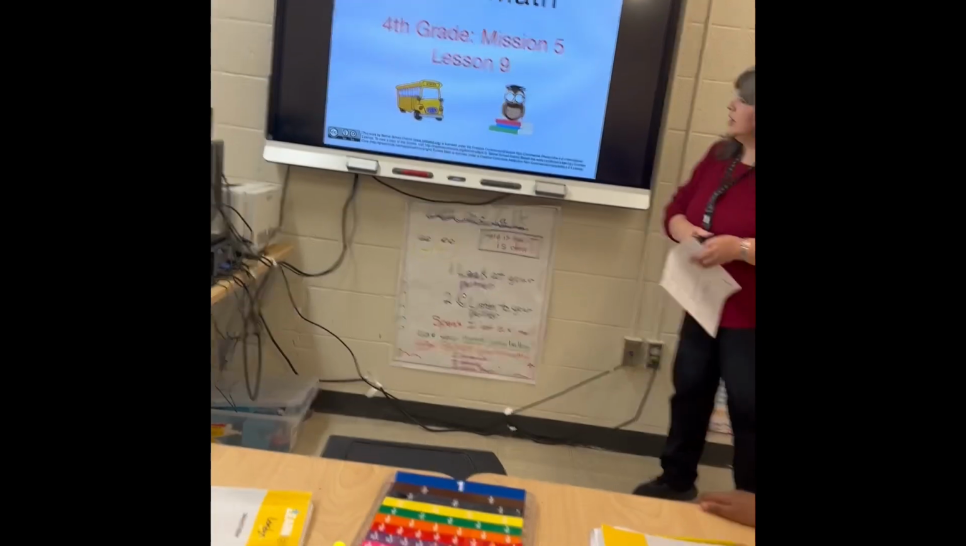Some are 504 students. There are some English language learners. One is mainly non-English speaking, but is a very good student and prepares. Like I said, for the modifications, you'll see some fraction tiles and modified worksheets for today's lesson. Working on Mission 5, Lesson 9.